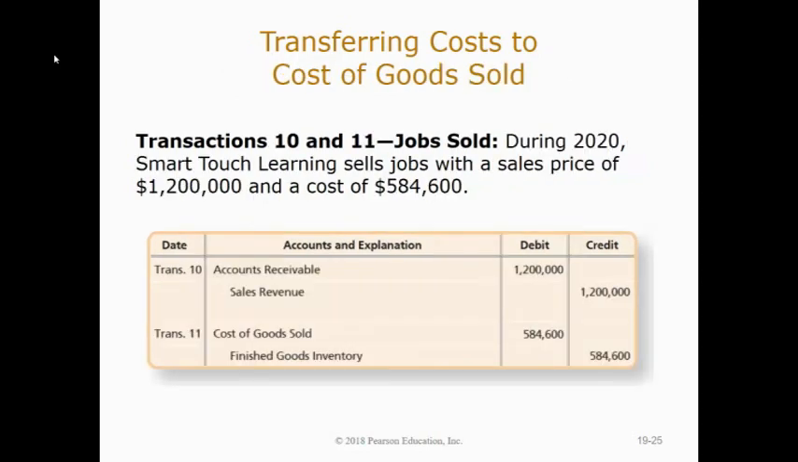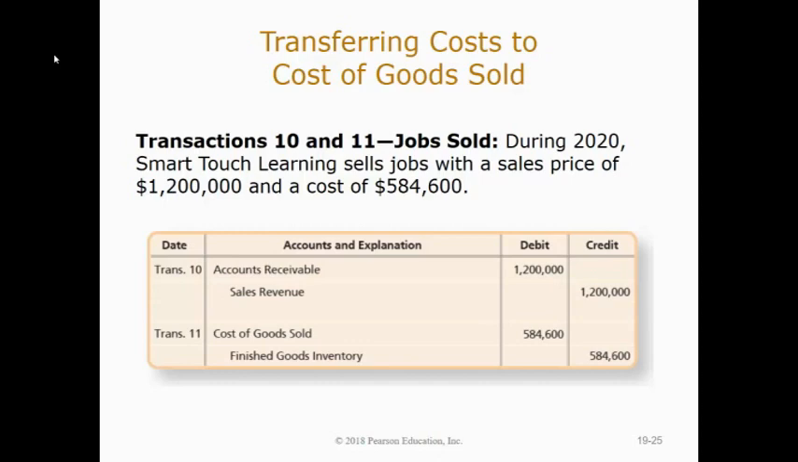What happens when you actually sell in this case? Well, during 2020, let's assume that Smart Touch Learning sold jobs for $1.2 million, and those jobs cost them $584,600 to produce. No matter what type of company you are, as long as you're dealing with inventory, every sale is always going to require two entries. The first records the revenues, and the debit is always to how you're paid, and the credit is always to sales revenue. So in this case, let's assume we're being paid on account.